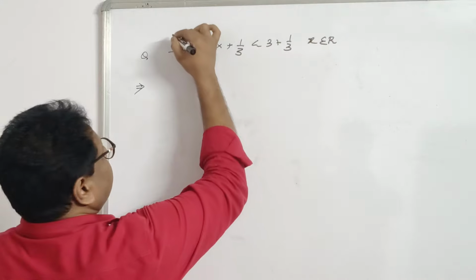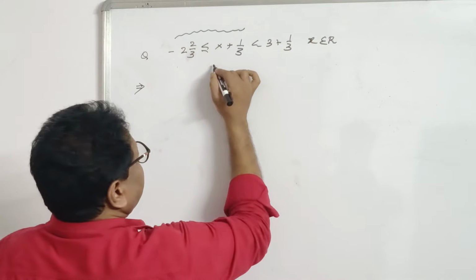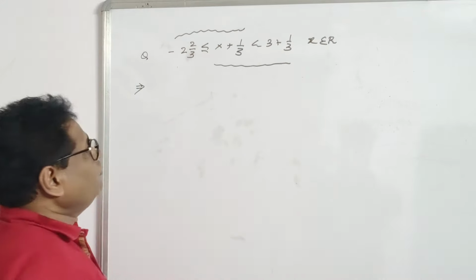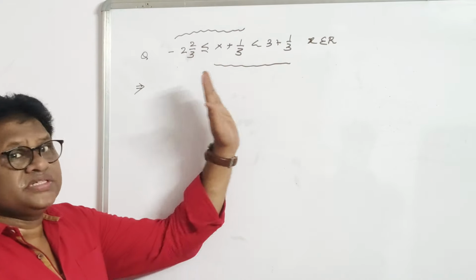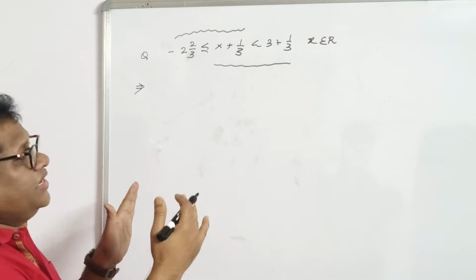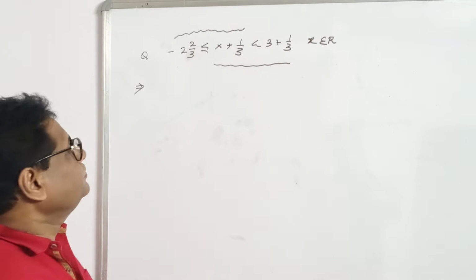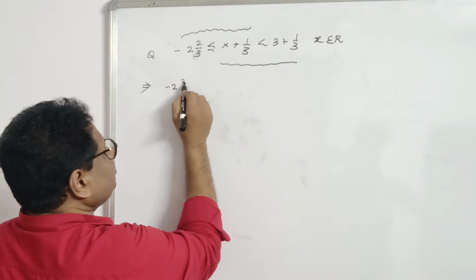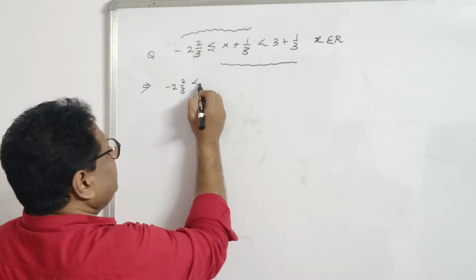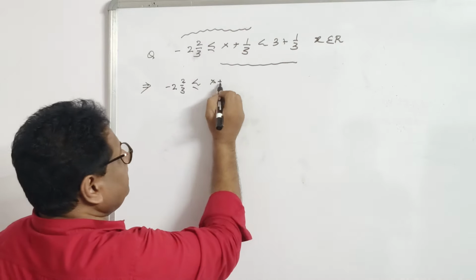This whole statement comprises 2 parts. This is one part, this is one part. If you solve these 2 parts, you get 2 limits. One is the lower limit, the other is the upper limit. Then from that you can draw the number line. Now see, we have the first statement: minus 2 2 by 3 less than or equal to x plus 1/3.